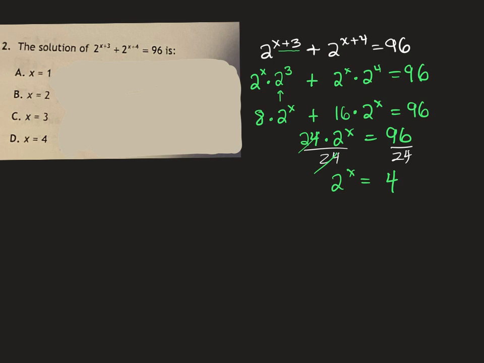We can get the bases the same, because 4 could be written as 2 squared. And once we have that, we have a power equals a power. The bases are both 2, so therefore the exponents would equal each other, and that would mean x would equal 2. And there we go.